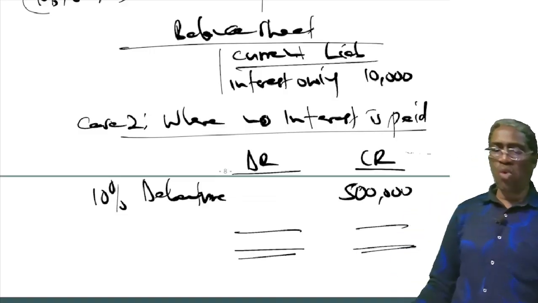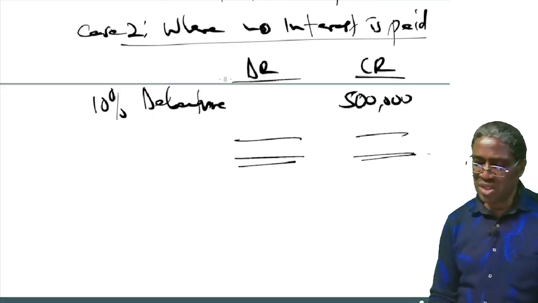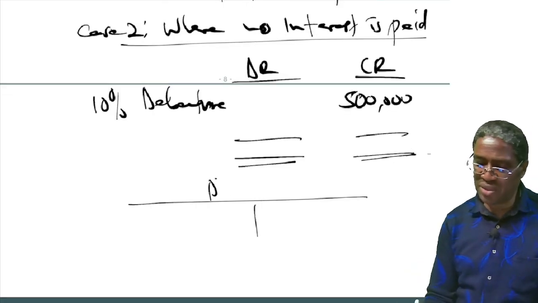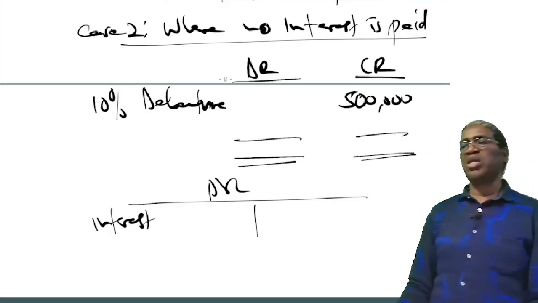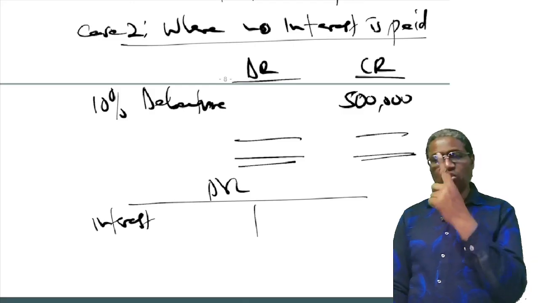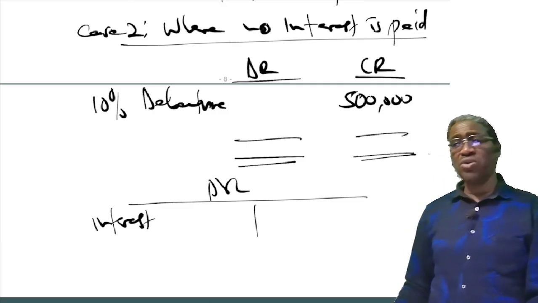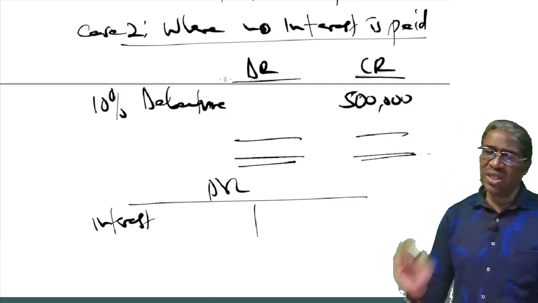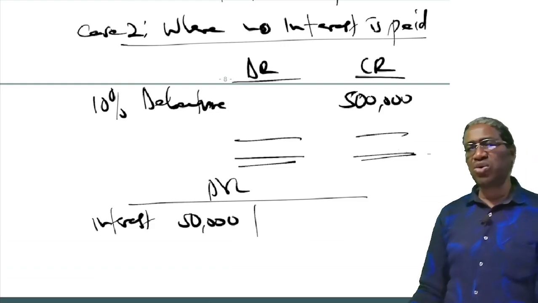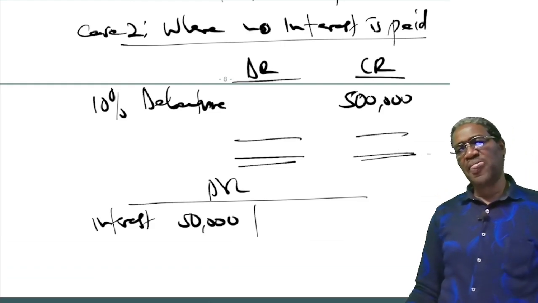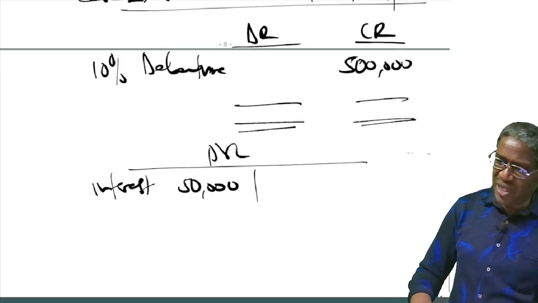Then you will be required to prepare an income statement. Then we said you come and see your P&L account. Interest. I told you whether you have paid it or not, you should charge interest in the P&L account, because you are following a concept we are calling accrual concept. 10% of 500,000 is 50,000. Whether you have paid it or not, that's not the concern of the P&L. It only becomes the concern when you do the balance sheet.